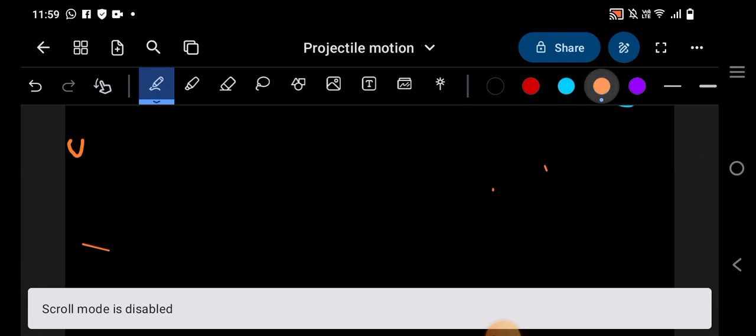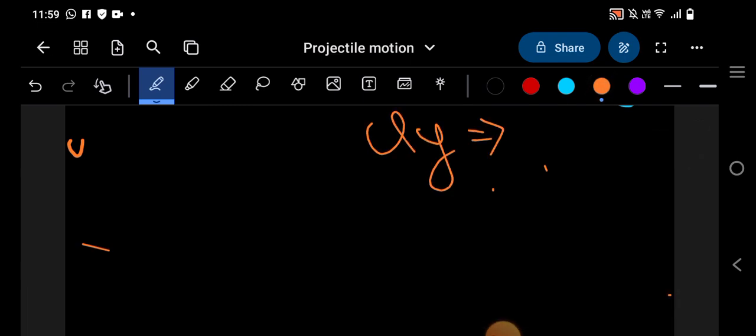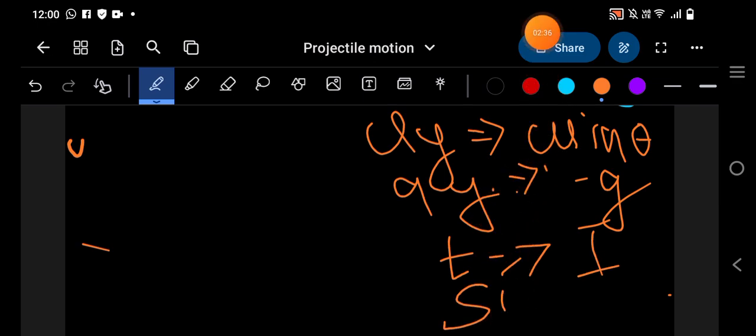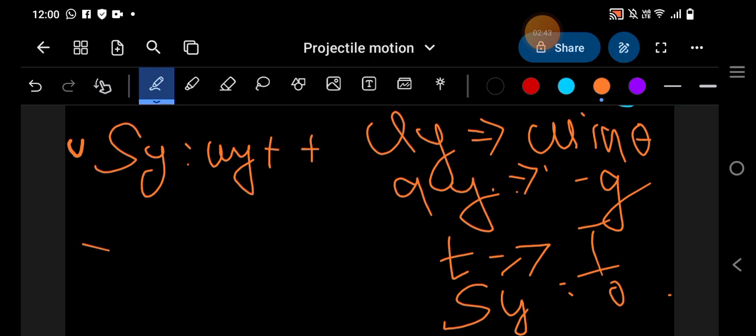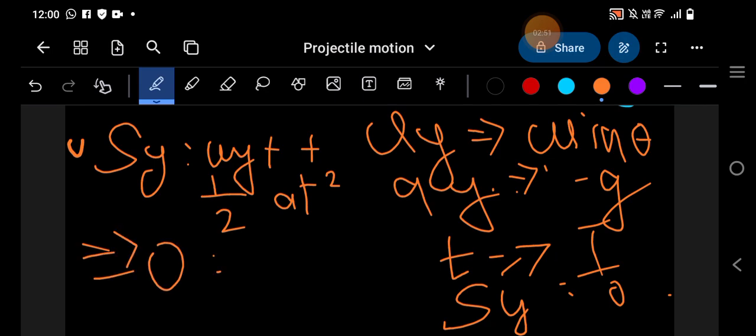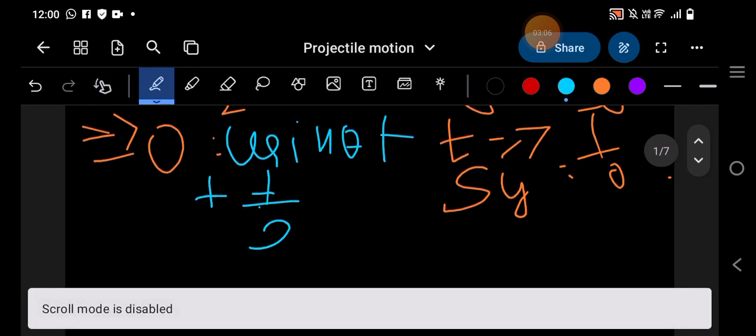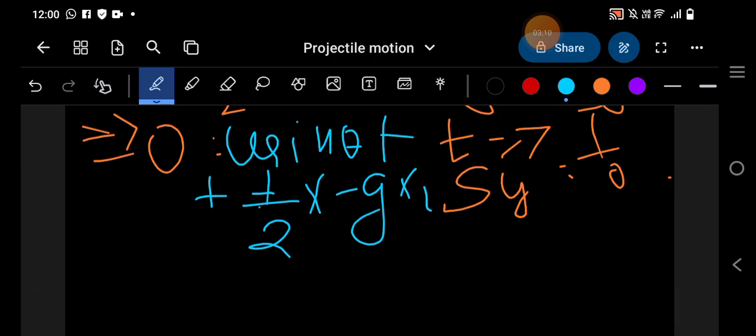First we write that the initial velocity in the y direction is u sine theta. Acceleration in the y direction is minus g, and let's say it takes time t, and we know that sy is equal to 0. So we use sy is equal to ui into t plus half a into t squared. So we have 0 is equal to u sine theta into t plus half into the acceleration, minus g, into t squared.